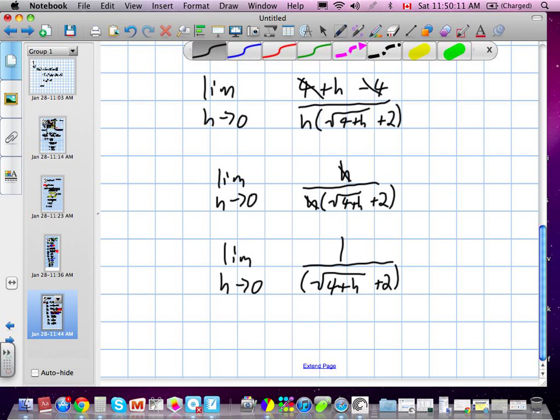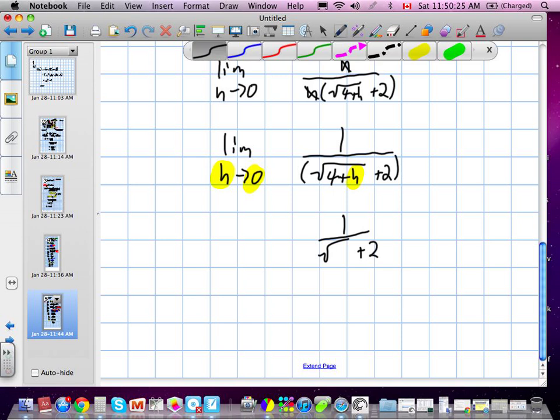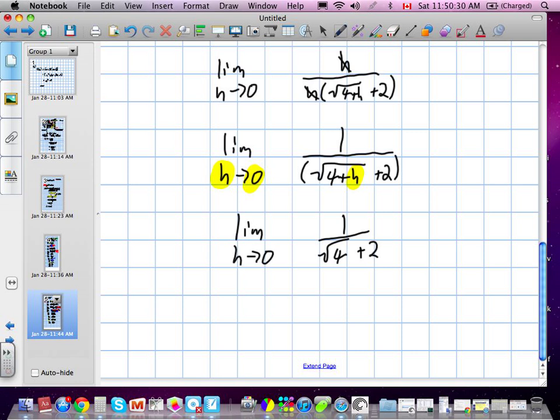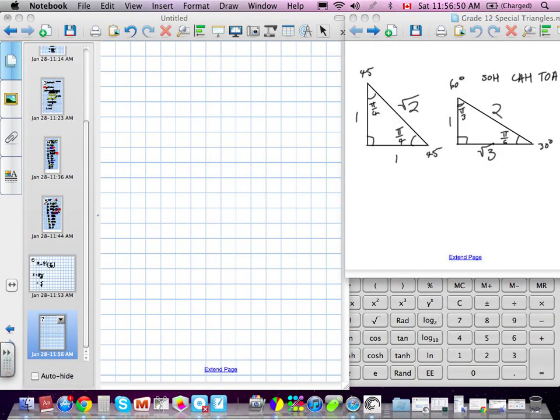From here, we're going to plug in our value of h. Our value of h this whole time has been approaching 0. So when h is 0, we get 1 over root 4 plus 2, which is 1 over 2 plus 2. So the limit, when x is 6, as h approaches 0, is 1 over 4.